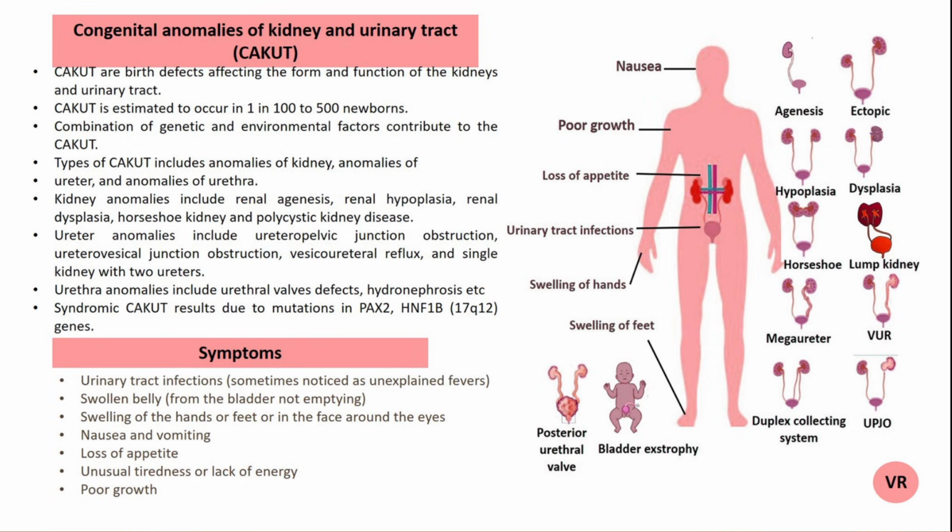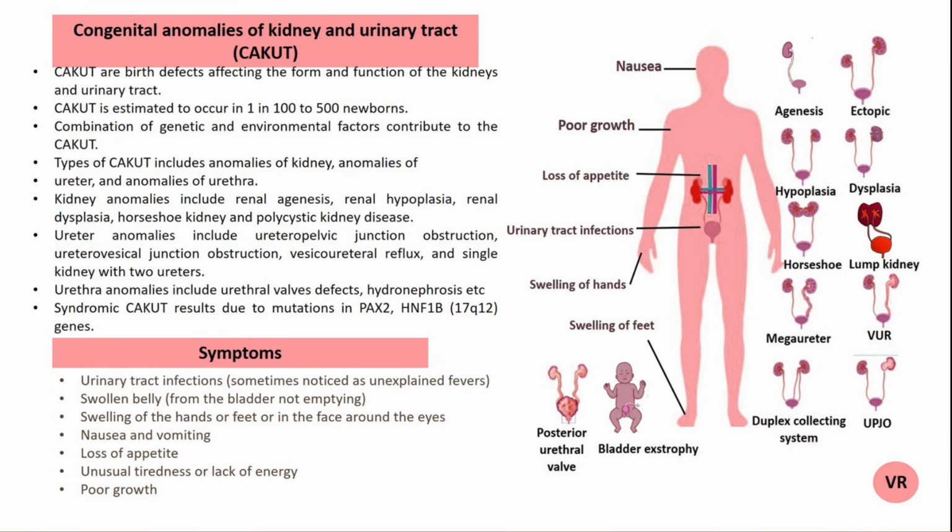Postnatally, diagnosis relies on imaging such as postnatal ultrasound, voiding cystourethrograms, and magnetic resonance imaging, often prompted by urinary tract infection or other symptoms. Genetic testing may also be used to confirm the diagnosis and guide management. Therapy for congenital anomalies of the kidney and urinary tract is highly individualized and depends on the specific anomaly and its severity, ranging from monitoring and medication for mild cases to surgery for severe cases.